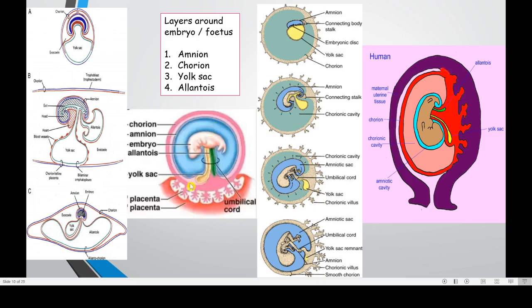When the embryo develops, the yolk sac will shrink, because in humans there is no use of the yolk sac, as the nutrition is given by the mother's body through the placenta. And here you can see two placentas, one from the fetus and the other from the mother. And this is the umbilical cord. The extraembryonic mesoderm tissues that were there will form an umbilical cord over here. So these are the layers around the embryo or the fetus: the first one will be the chorion, then the amnion, then the yolk sac and allantois.